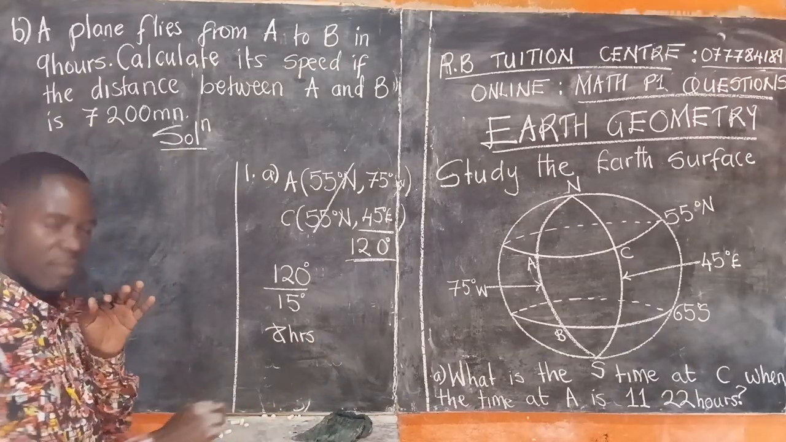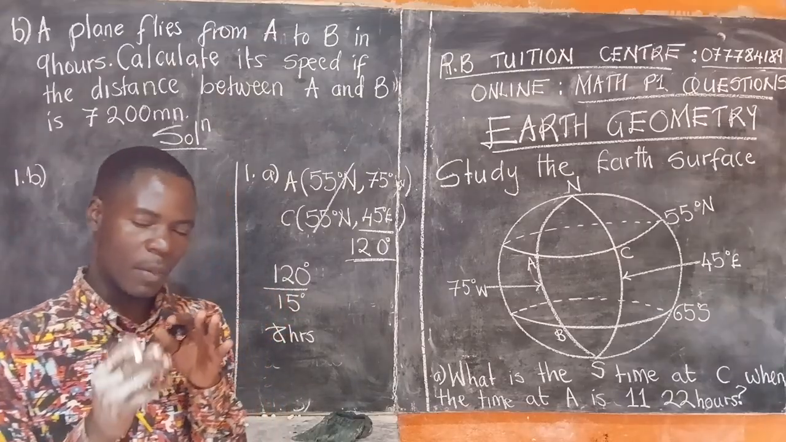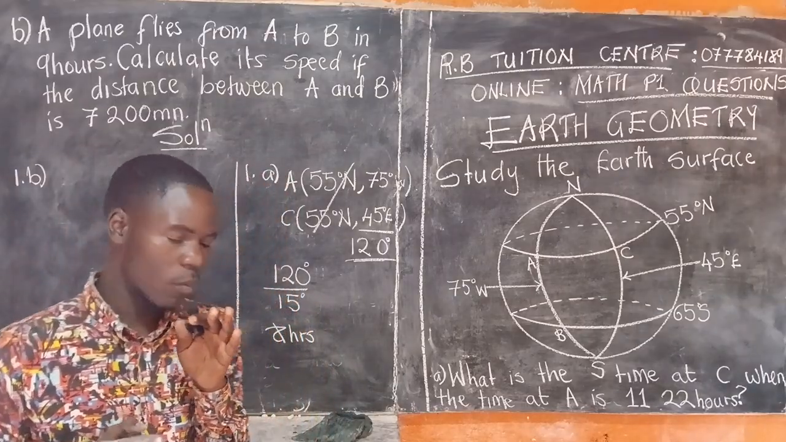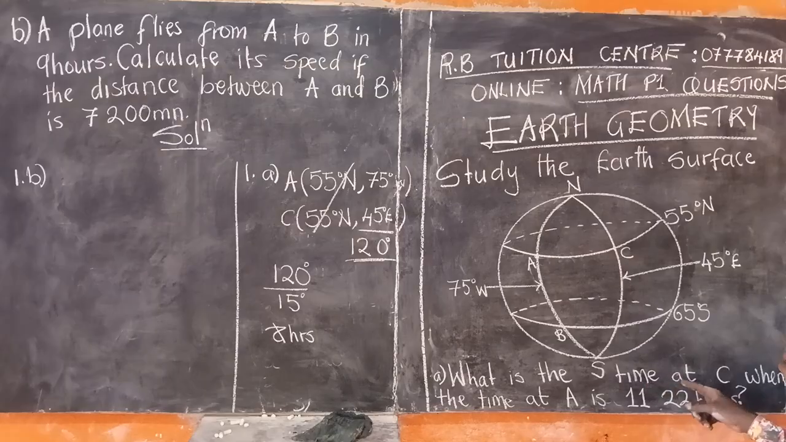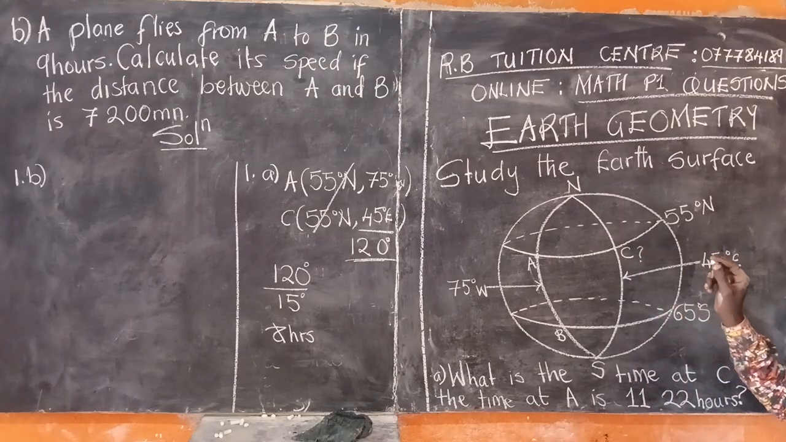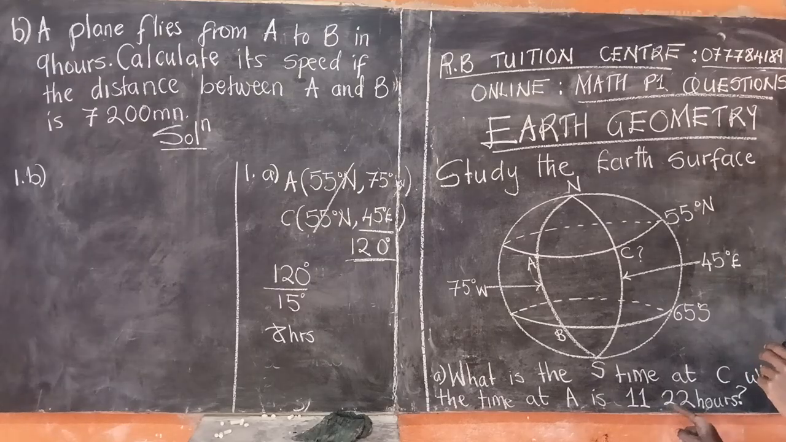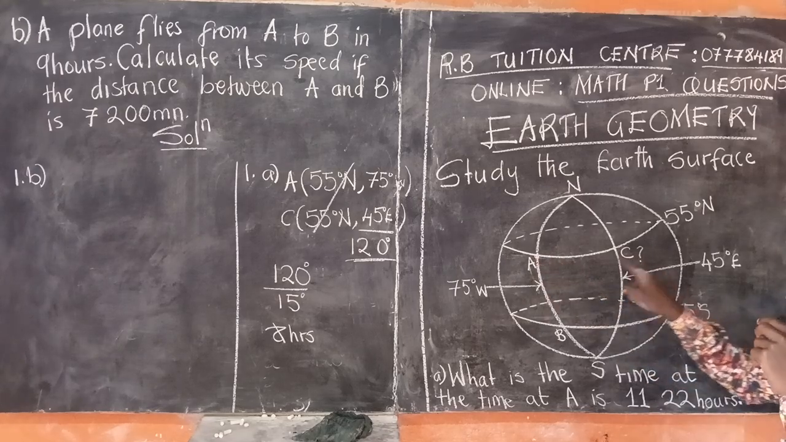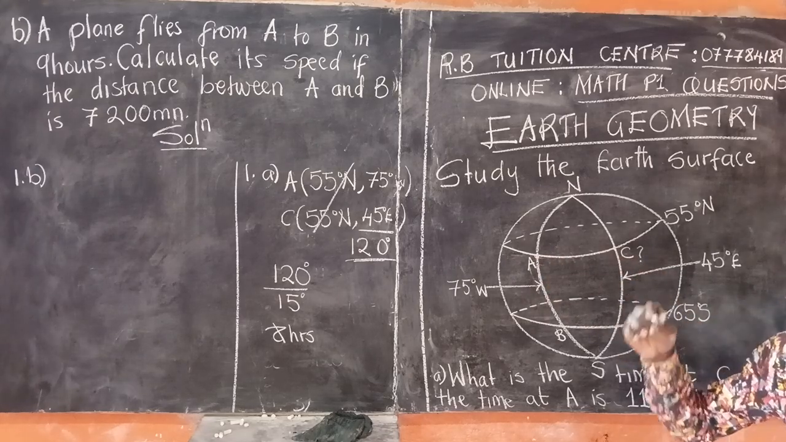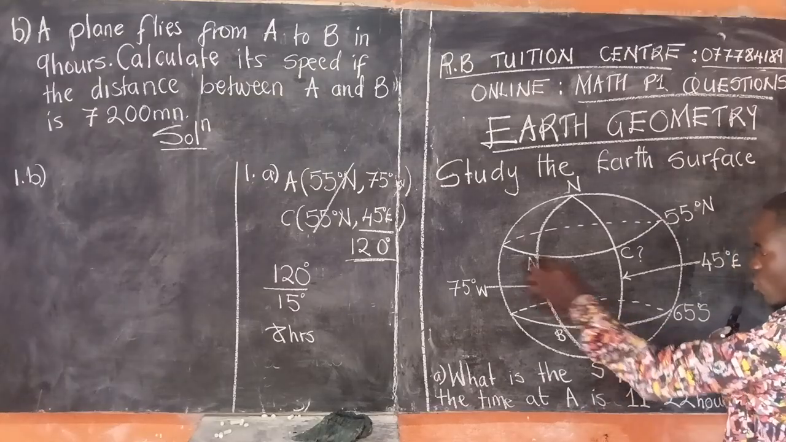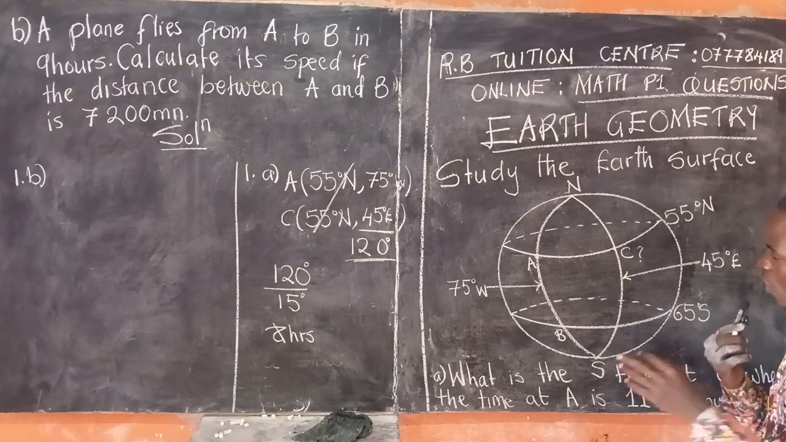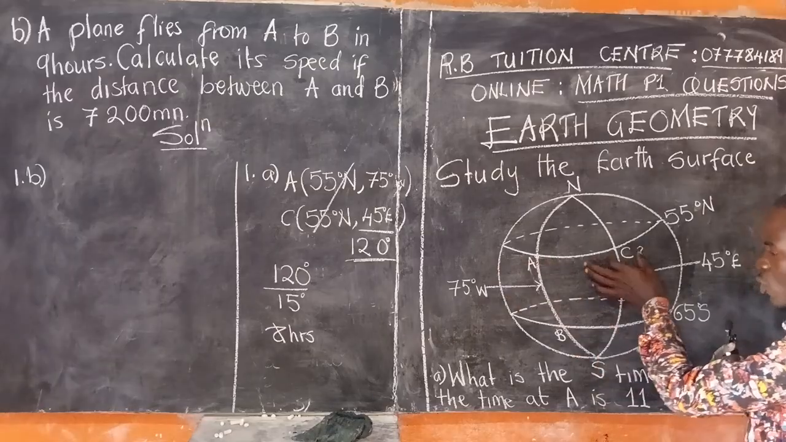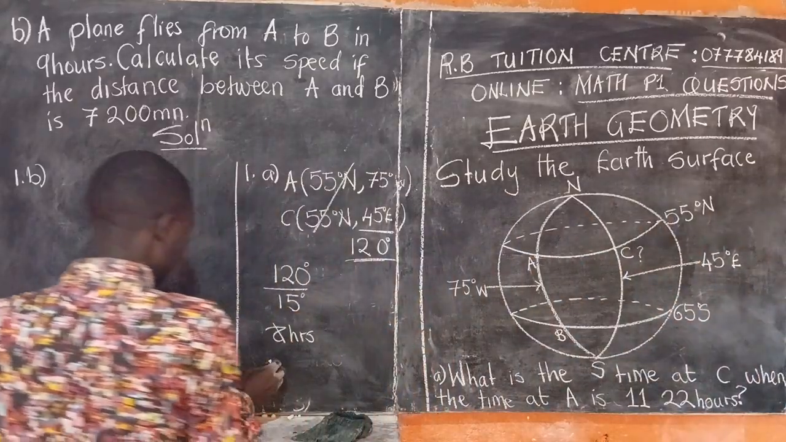Now, these hours, we need to understand whether we add or subtract from the given hours. That is where a lot of people have a problem. Let's look at the question very well. They are saying, what is the time at C? So the time at C is unknown, when the time at A is 11:22 hours. We are coming from A going to C, so we are going to add. If we were coming from C going to A, we would have subtracted. We add just because we are coming from A going to C.